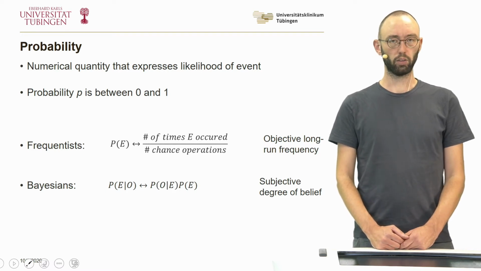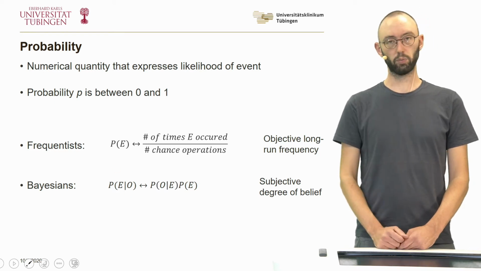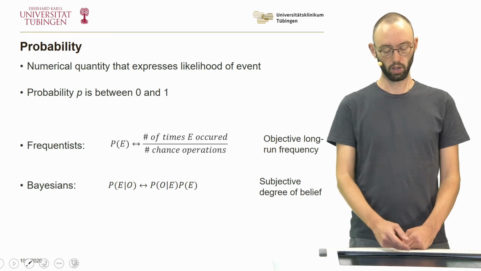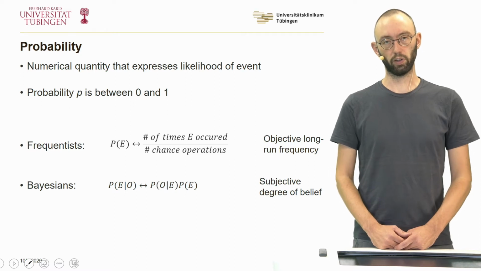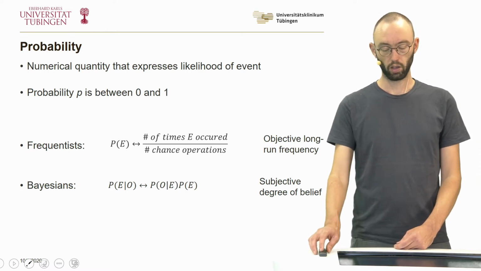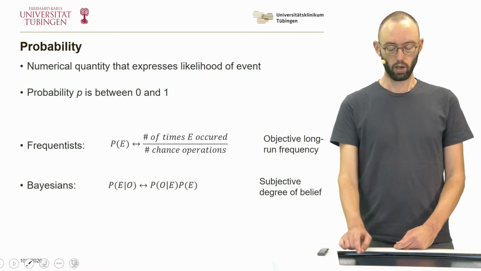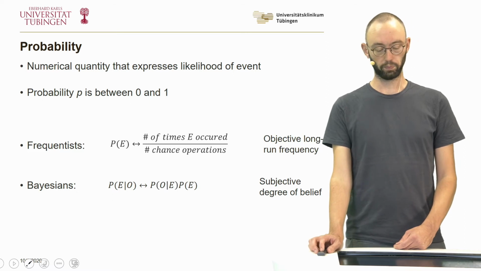For example, the probability of an event given some observations is the probability of these observations given that the event has occurred times our prior assumptions about how likely it is to observe that event. For most of the practical things we will do in this course, we follow a frequentist interpretation of probability.